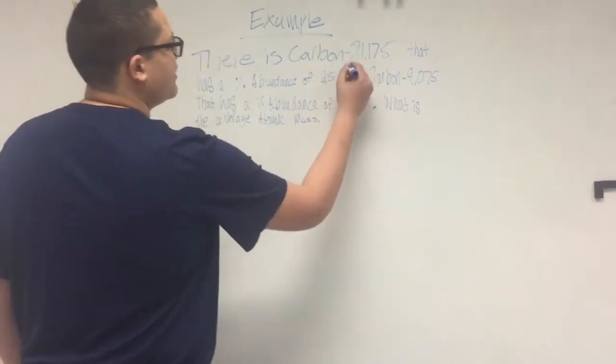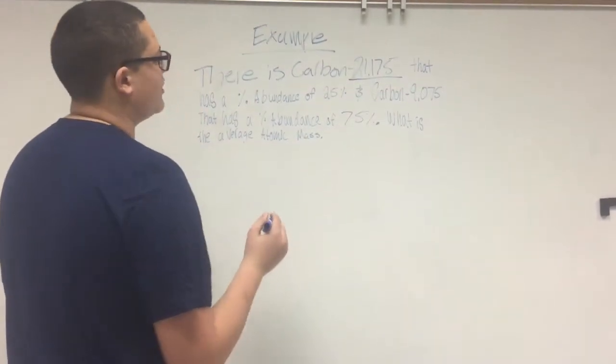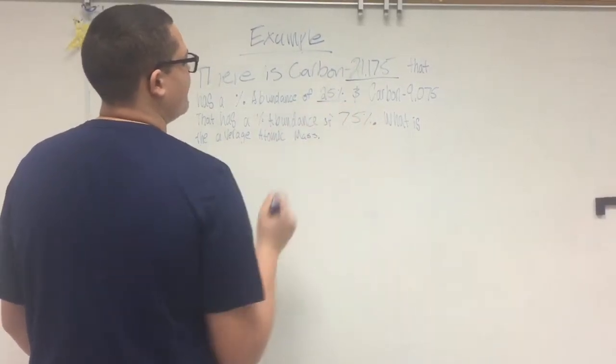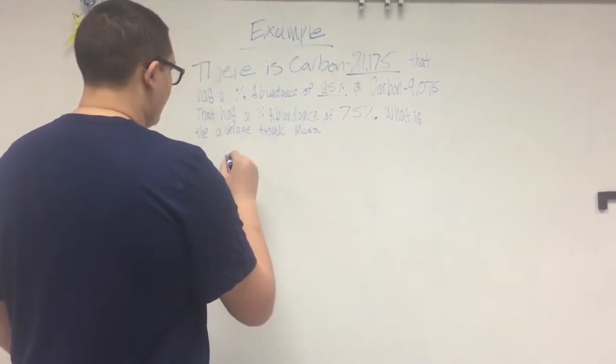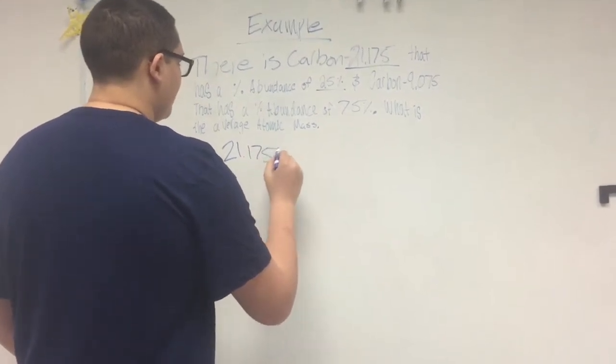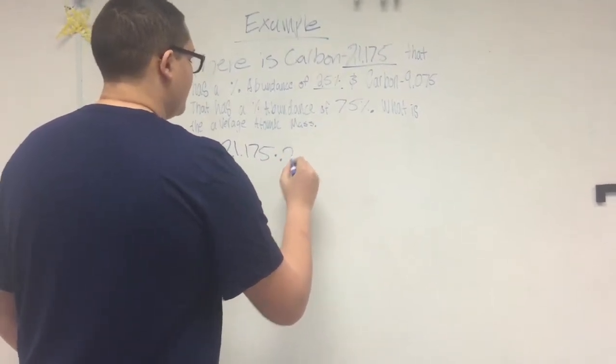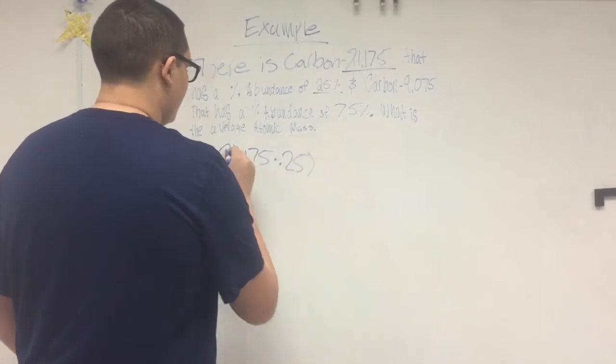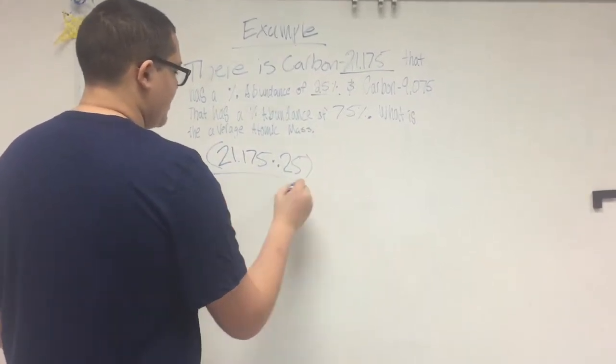So, carbon 21.175 has a percent abundance of 25%. So you write 21.175 times 0.25. And that's the first part of the equation.